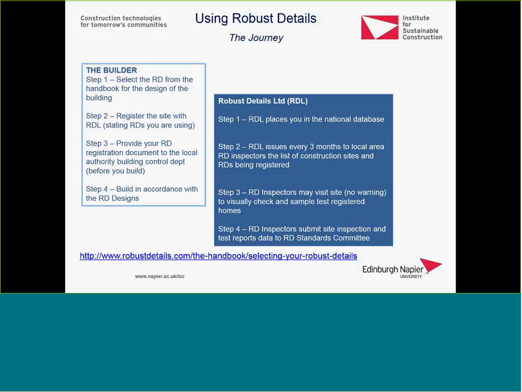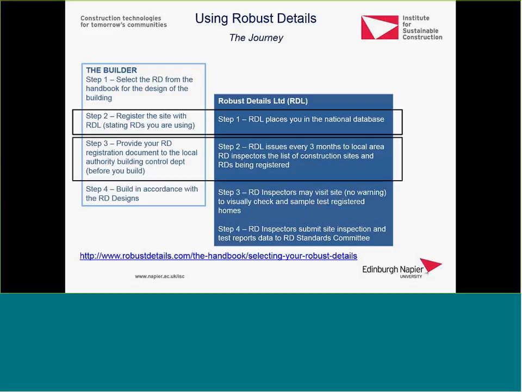The builder would select from the Robust Detail handbook the design of the construction they want to use, and then they would register. Once they register, that enters step 1 of the Robust Detail process, which places that site, or your site, in the national database.